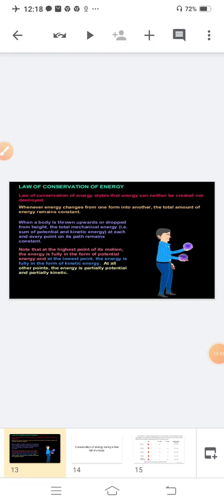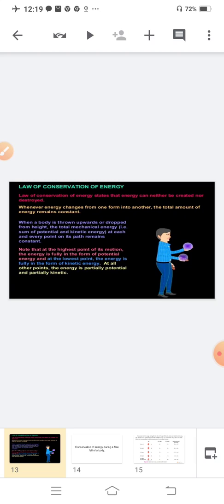Law of conservation of energy. Energy can be transferred or changed from one form to another. According to the law of conservation of energy, whenever energy changes from one form to another, the total amount of energy remains constant. In other words, when energy changes from one form to another, there is no loss or no gain of energy. The total energy before and after transformation remains the same.